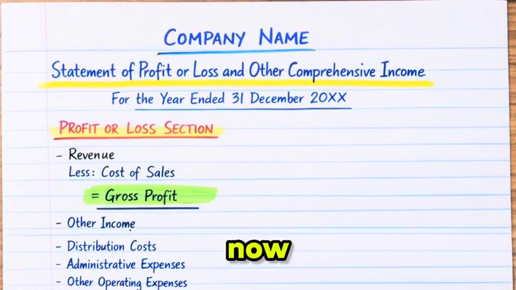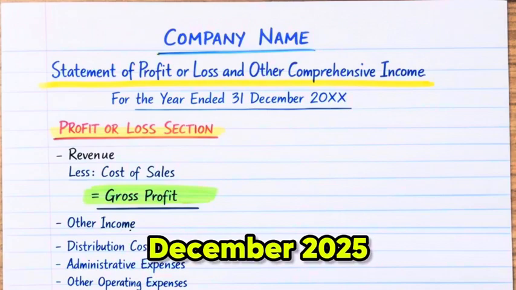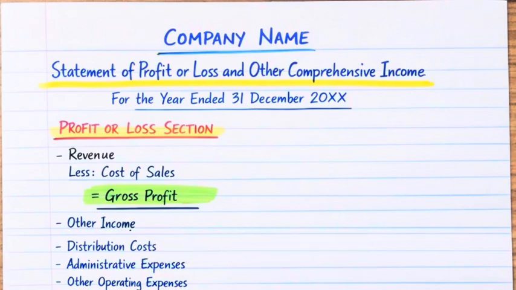Don't miss it. Now, after the company name, the next thing is for you to write statement of profit or loss and other comprehensive income for the year ended. You put the date. It has to be for the year ended, not as at. For example, for the year ended 31st December 2025. Good. Now, after that, you can go straight to revenue. Revenue is the first item on that format. So you put your revenue.